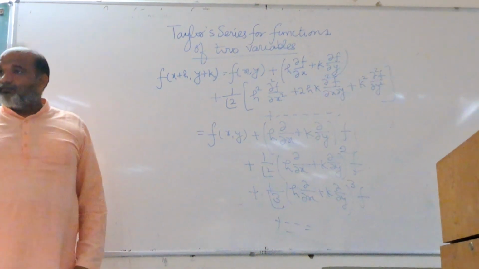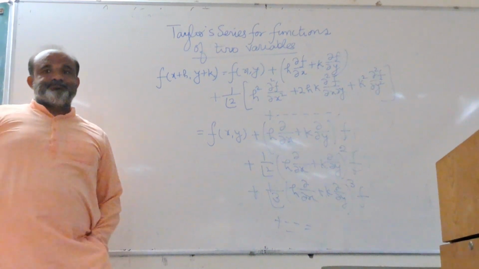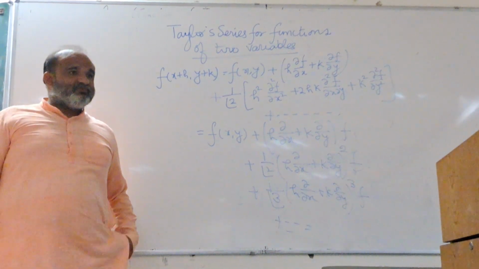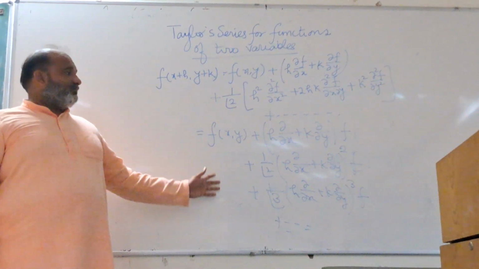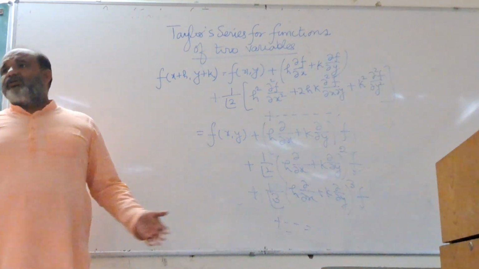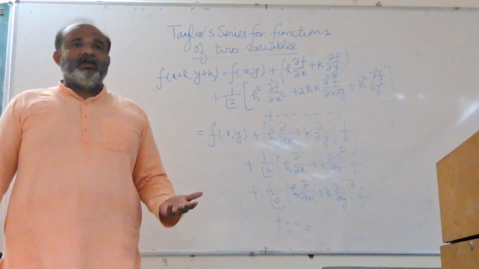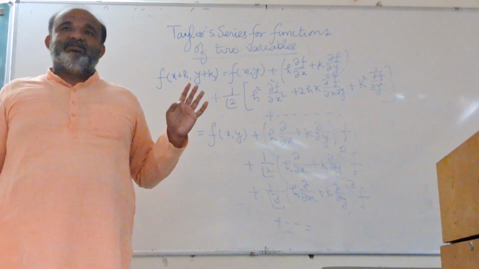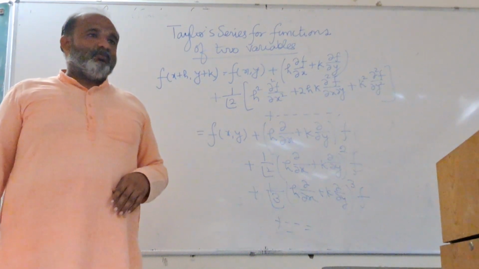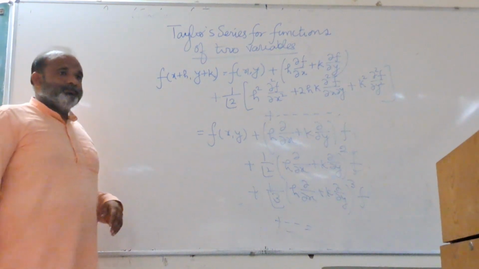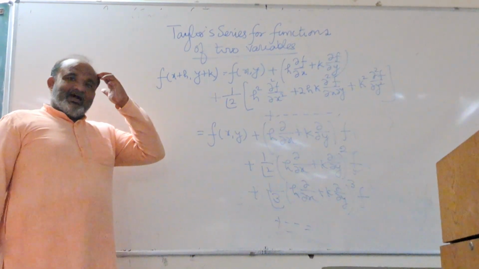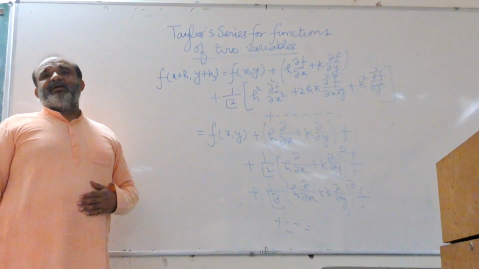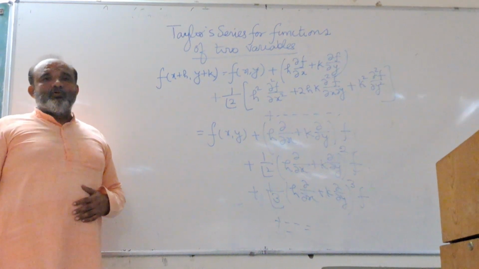Is it okay? Clear to all of you? So in this manner you can find the Taylor series expansion for a function of two variables. So this must be memorized. After this, now I move to the topic of maxima and minima for a function of two variables.